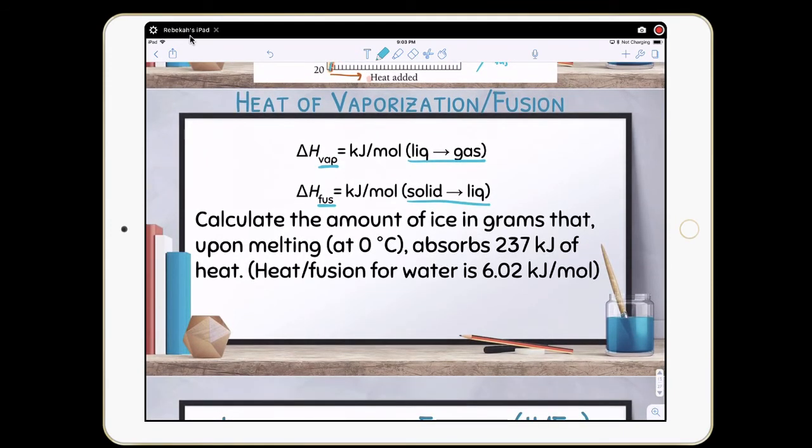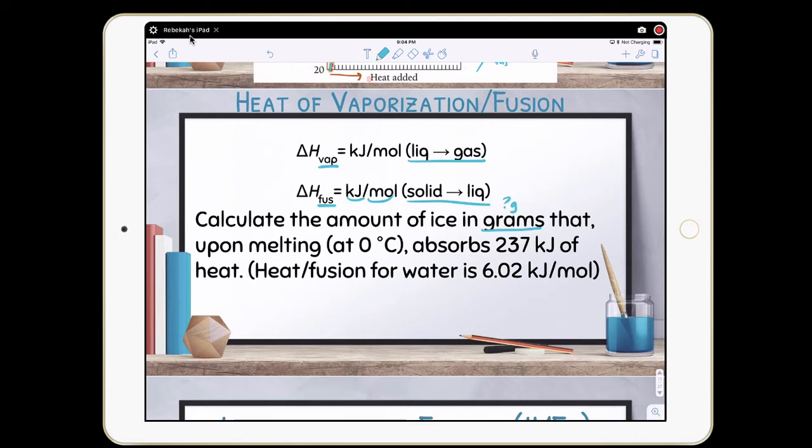So I can use this. Look at this beautiful unit, kilojoules per mole. You know what that means. That means we're dealing with a conversion factor, my favorite thing. So we can use this. Okay, so look at this question. Calculate the amount of ice in grams that upon melting at 0 degrees C absorbs 237 kilojoules of heat. The heat of fusion for water is 6.02 kilojoules per mole. Okay, I want grams.